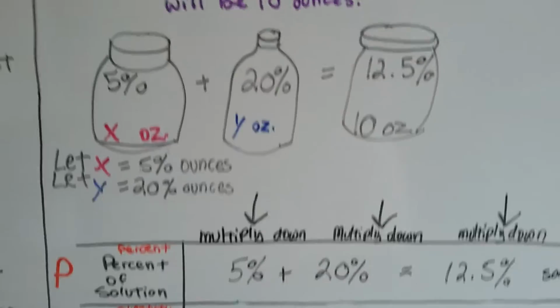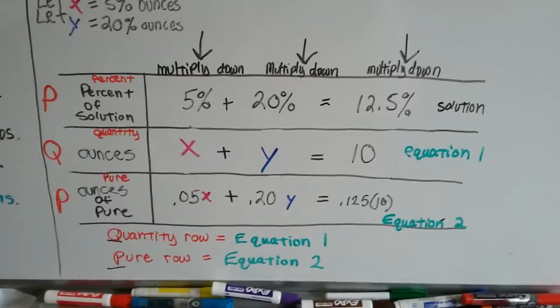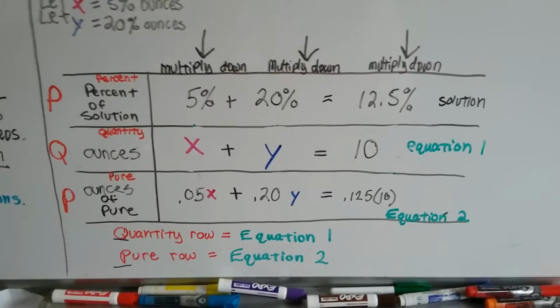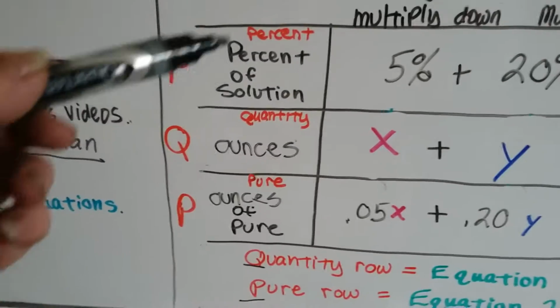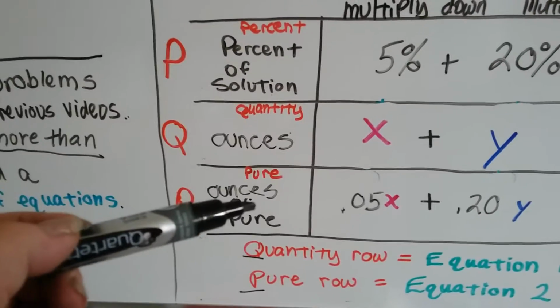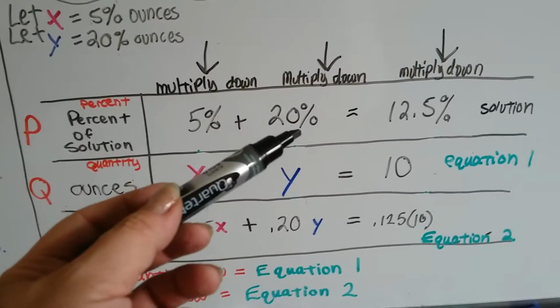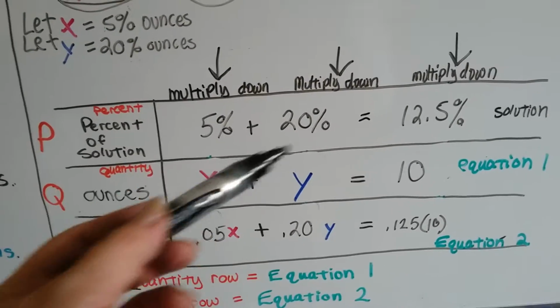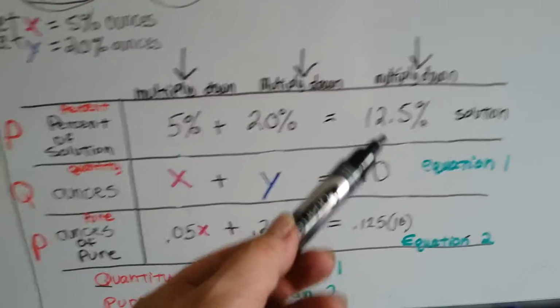So I make a table, but my table looks different than other teachers. And I call my table a PQP table. And this is my little invention. The PQP stands for the percent, the quantity, and the pure. The percent was given to us in the word problem. 5%, 20%. We add these two solutions together, the weak one and the strong one. It's going to create that middle one at 12.5%.